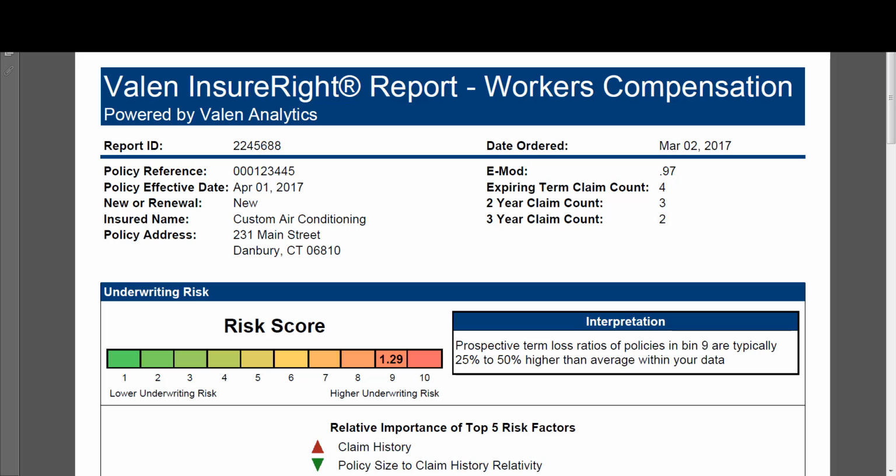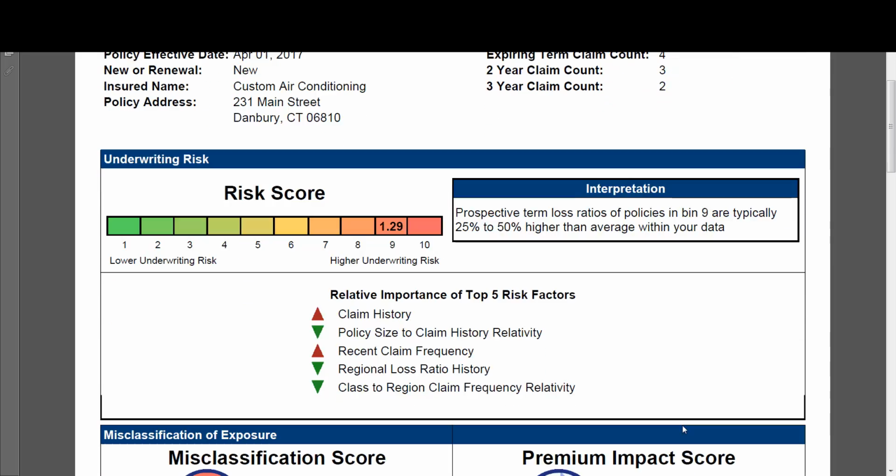Immediately below, we have the risk score. This is the meat of the report for most underwriters. What we see here is that this account has a risk score of 1.29, indicating that the account has a loss ratio predicted to be 29% worse than average, or a bin 9 on a scale of 1 to 10. We also provide the reason codes, or the explains, for this score. Why did the model give this particular indication?